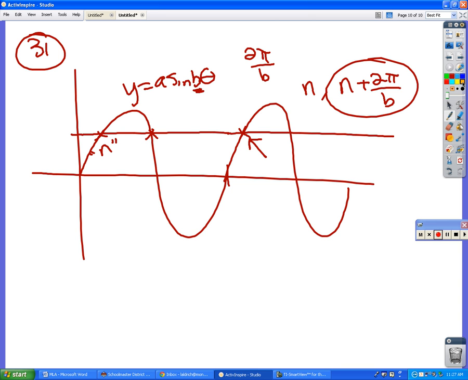Because our original one was n, but we know that the next one's going to show up one complete cycle away from the first one. And since the period is 2 pi over b, then that's going to show up 2 pi over b away. Okay? Yeah. Okay.